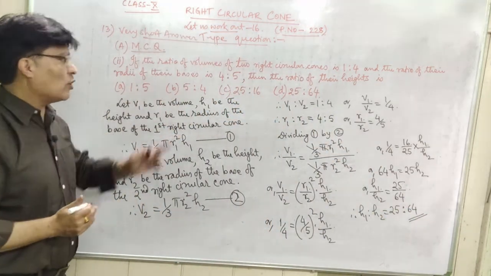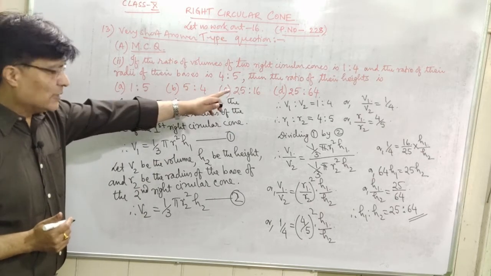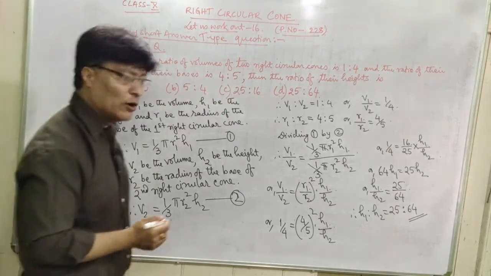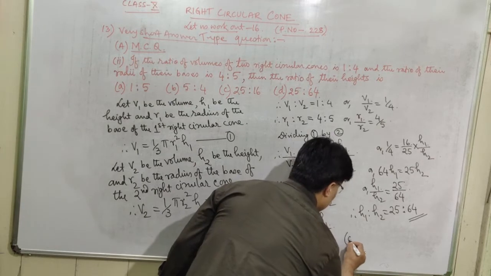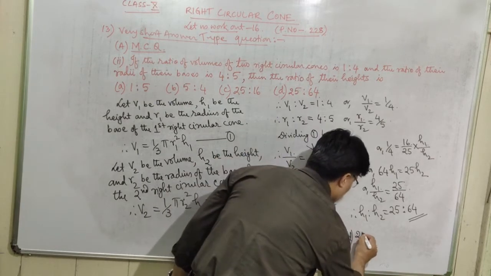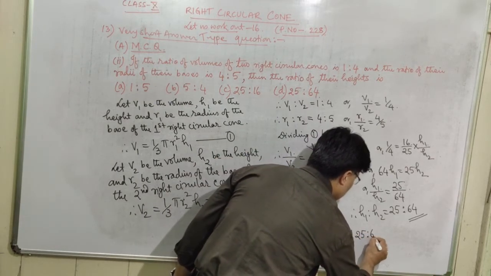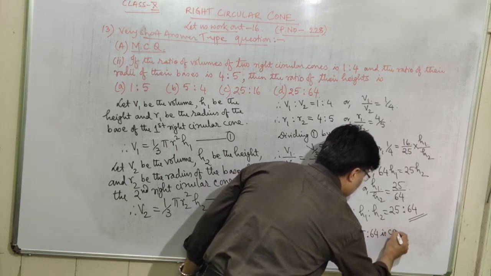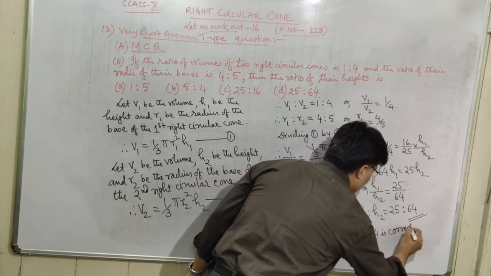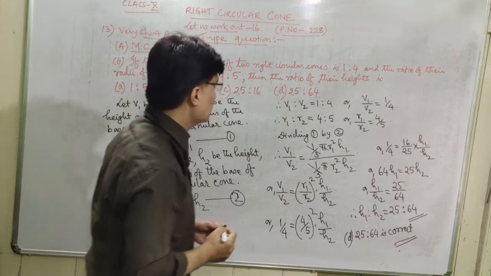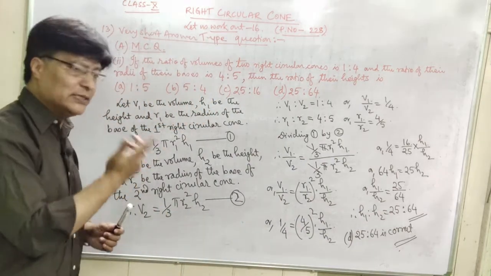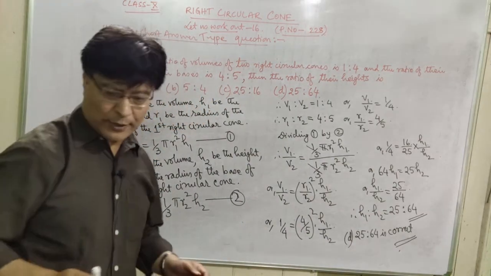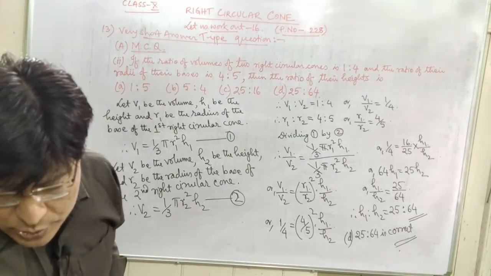So which is the correct option here? That is D. 25 is to 64 is the correct option. So write down, that is D, 25 is to 64 is correct. Number D is correct. So you can copy it. Now, we'll do the next question.